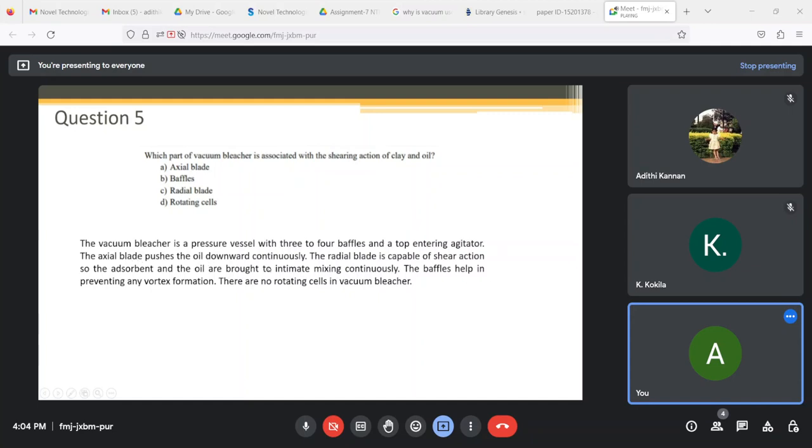So the axial blade will basically push the oil downwards, and the radial blade is what will ensure the mixing process. That is, it is capable of shear action so that the adsorbent and the oil are brought to intermittent mixing continuously. So in order for the other components to attach or absorb onto the clay, you need to make sure that the clay or the adsorbent is in proper contact for as much time as possible with the oil, so proper mixing is necessary.